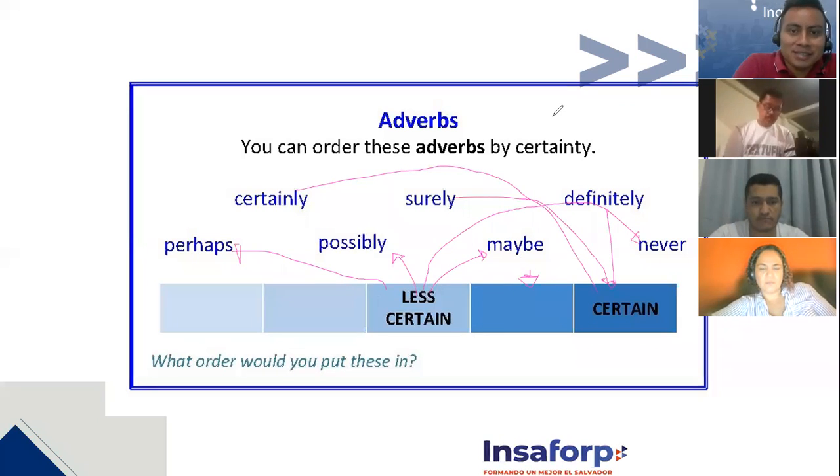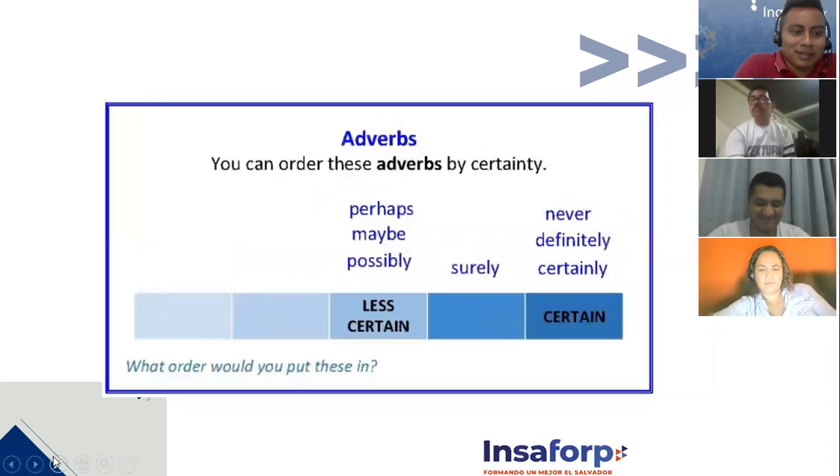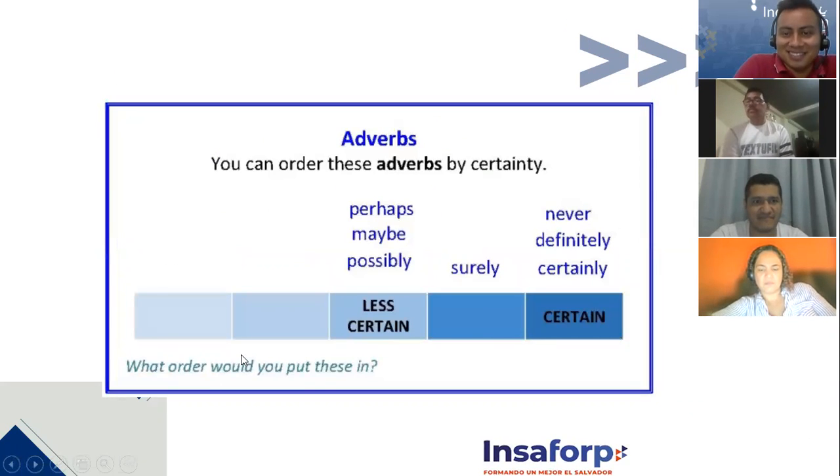Okay, let's take a look at the answers. And you might say, why? And let's take a look at this one. Okay, look. This one. Maybe, possibly. Yeah, you would write here perhaps, maybe, and possibly, less certain. Yeah, you're not sure. Surely is in the middle.